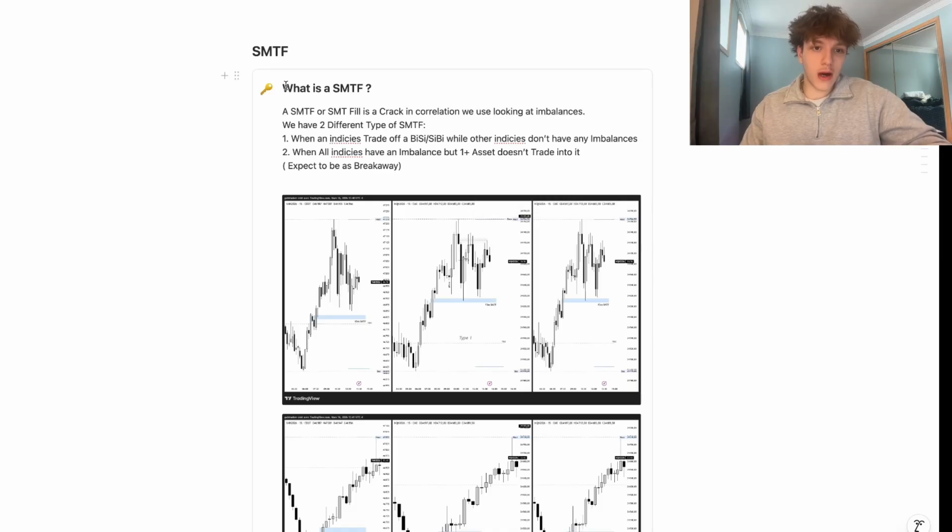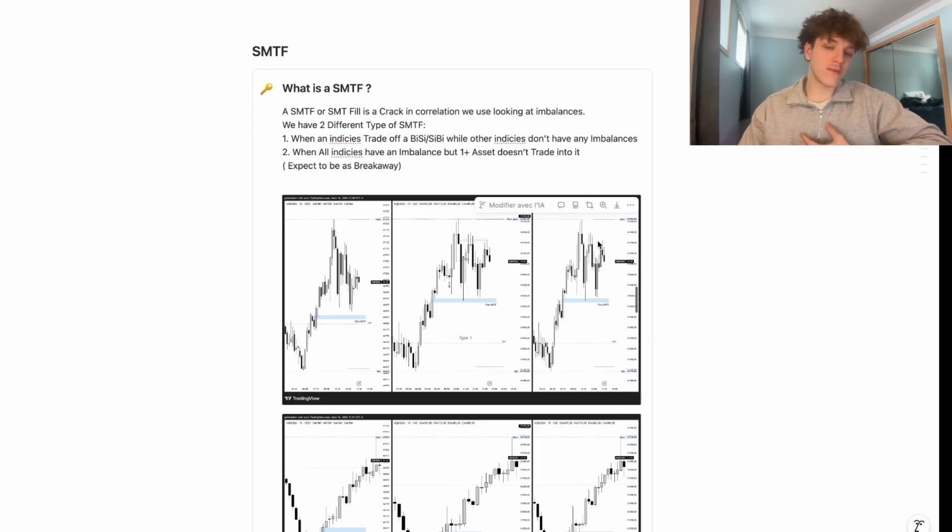And now we're going to talk about SMTF. SMTF, or SMT fill divergence, is a cracking correlation we use looking only at imbalances. We have two different types of SMTF. The first one is when some indices trade into a buy side imbalance, FVG, whatever, while other indices don't have any imbalance. And the second type is when all indices have an imbalance, but one asset or two, depending, doesn't trade into it. So you expect it to be breakaway.